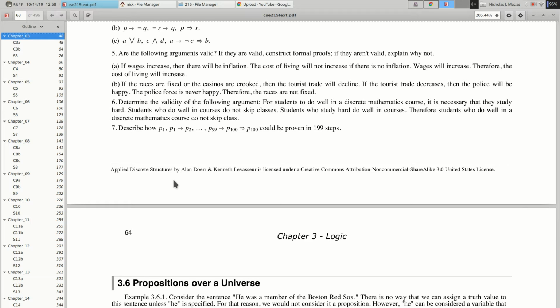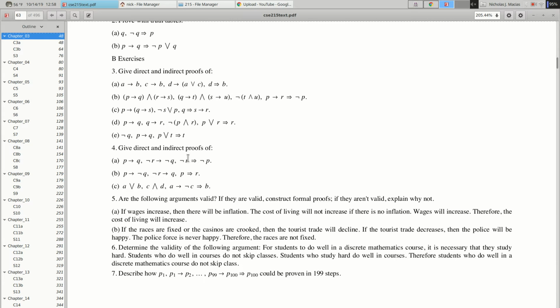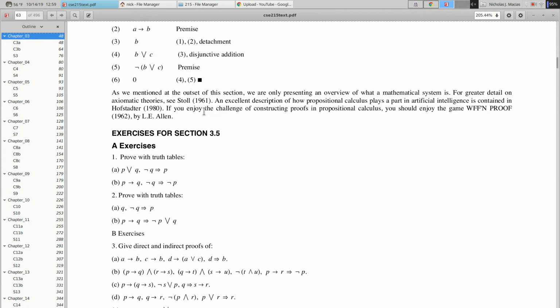Anything else? Can you do 3.4, number 2? 3.4b, so direct and indirect proofs. So P implies not Q, not R implies Q. I'm sorry, 3.4. Oh, section 3.4. Yeah, sorry. It's okay.